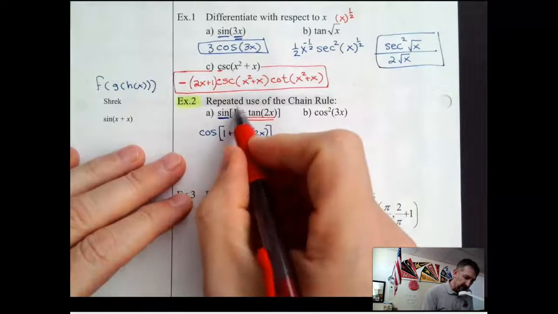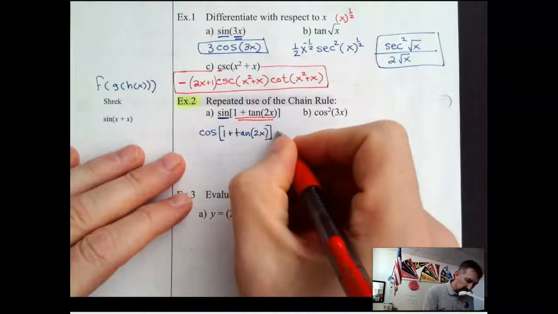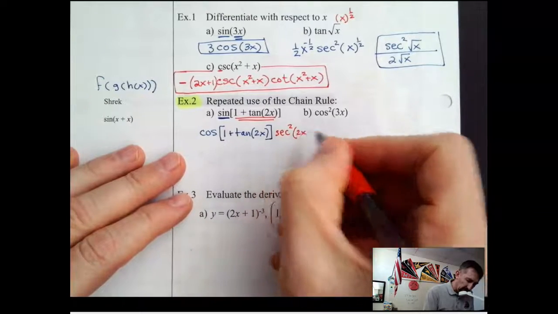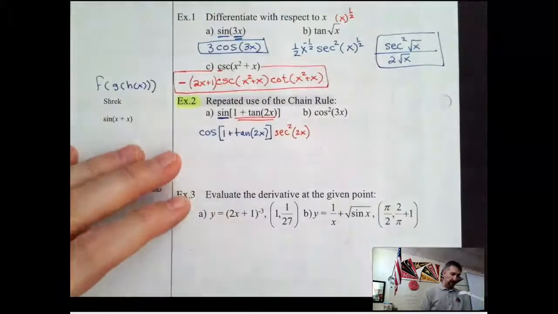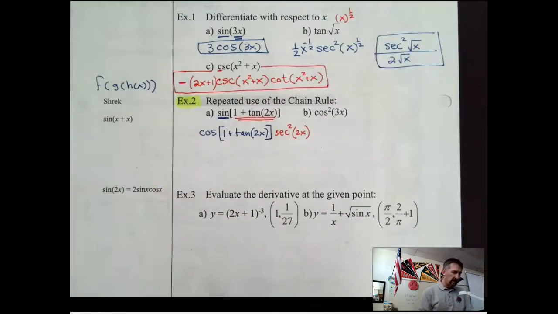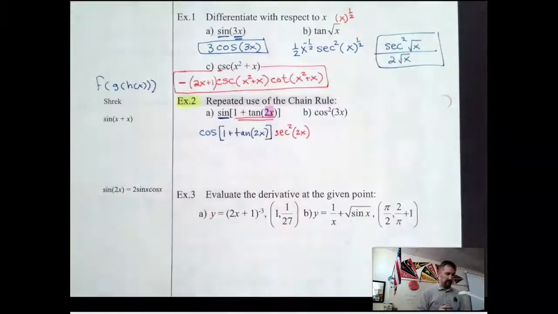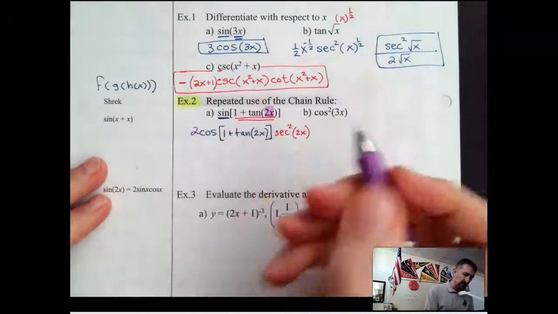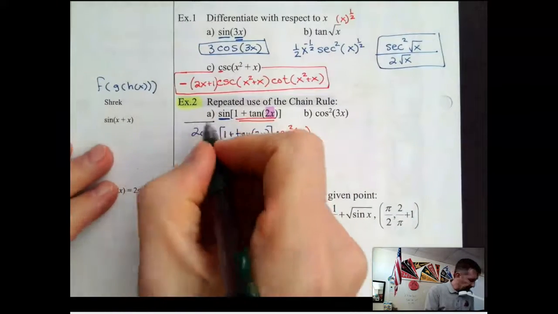So the derivative of that, the derivative of 1 is 0, and the derivative of tangent is secant squared. So that's going to be secant squared 2x. Okay? So that was layer 2. And now we can go in and the inner layer is 2x. So if we take the derivative of that, that's going to be 2. Alright?